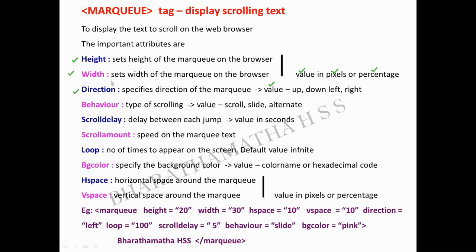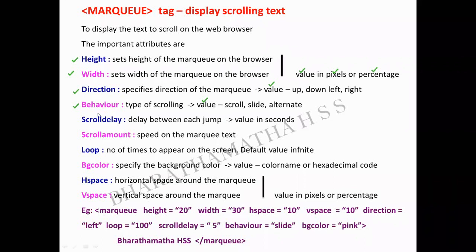Then the next is behavior. That is the type of scrolling. The value will be scroll, slide or alternate. Scroll, simply it will just move along. Slide, it is in a slightly wavy form. Alternate, once it will scroll and go, then the next time it will be sliding. So both the things will be going in an alternate way. That is known as your behavior.